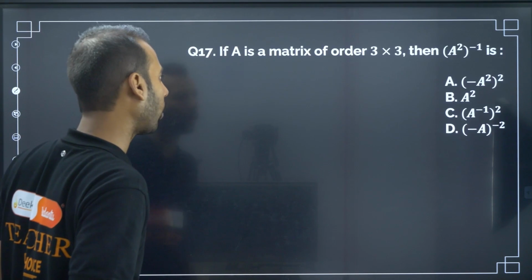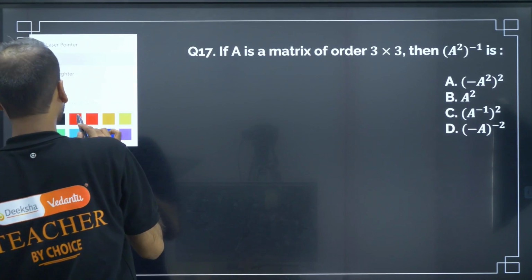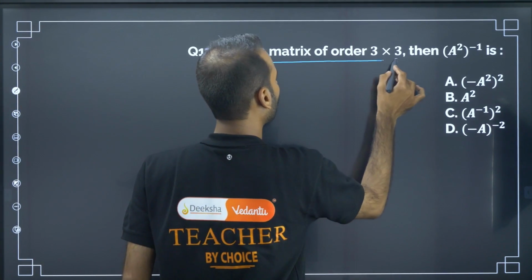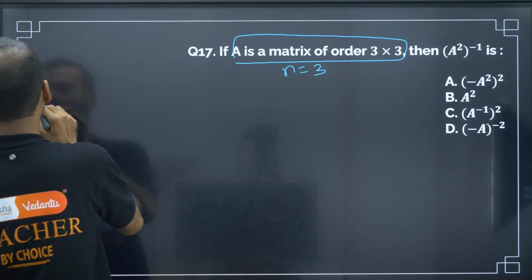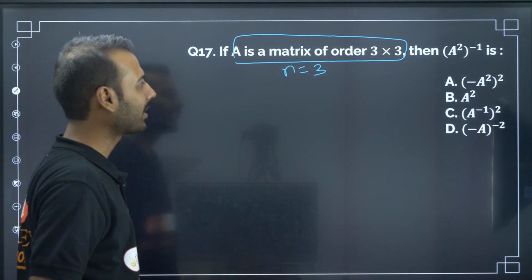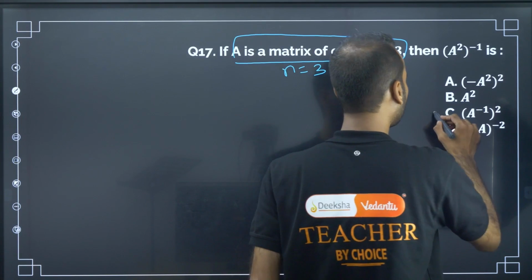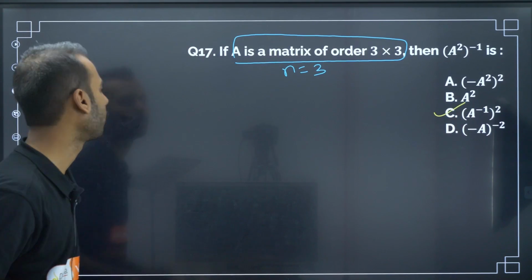If A is a matrix of order 3 cross 3, what are they talking about? n is equal to 3. Next, what are they asking? A square inverse is A inverse square. Again, you take this as a synopsis point.